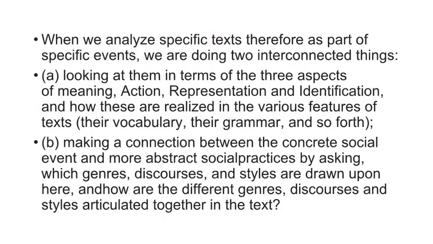When we analyze specific texts, therefore, as part of specific events, we are doing two interconnected things. First, looking at them in terms of the three aspects of meaning, action, representation, and identification, and how these are realized in the various features of texts, their vocabulary, their grammar, and so forth. Secondly, making a connection between the concrete social event and more abstract social practices by asking, which genres, discourses, and styles are drawn upon here, and how are the different genres, discourses, and styles articulated together in the text.